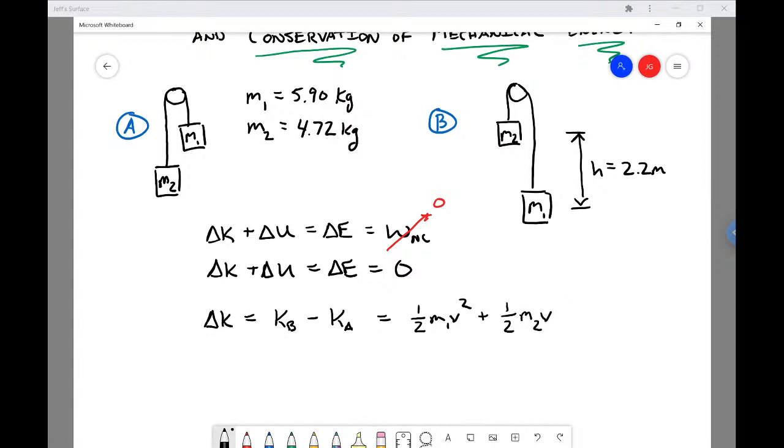So while mass 1 is traveling down with speed v, mass 2 will be traveling up with a speed equal to v. So they both have kinetic energy, and we can add them together. And at moment A, everything starts from rest. So K_A is equal to 0. All right, now what about the change in potential energy? Well, here we're dealing with gravitational potential energy.